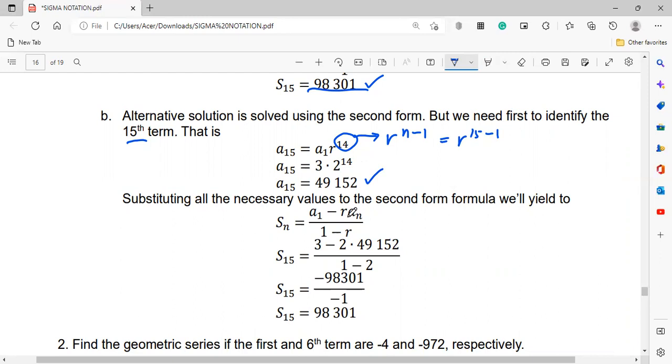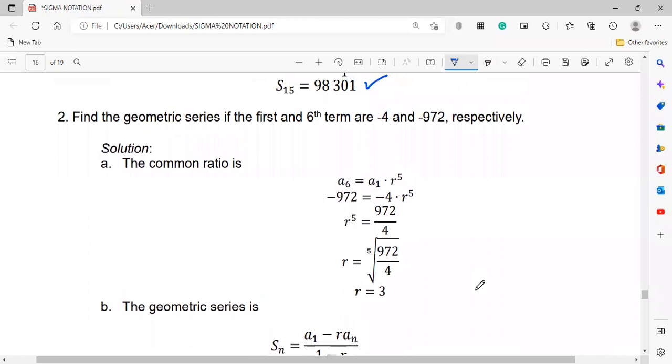Use the second form. So a sub 1 is 3, minus 2, the common ratio, times the 15th term, 49,152, divided by 1 minus 2. Then we still get the same 98,301.